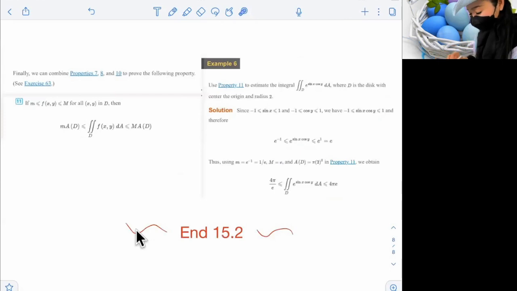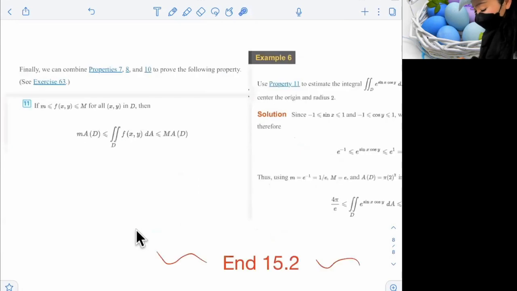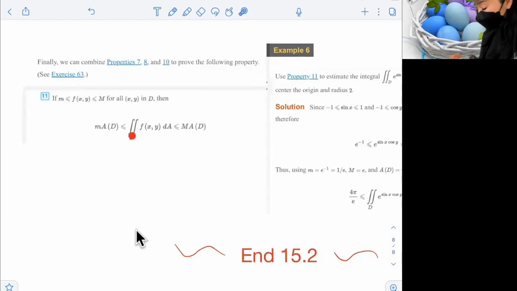So the last property over here is if this function is bounded below by m and bounded above by big M, then this double integral is going to be bounded below by m times the base area, and bounded above by the big M times the base area A(D). Remember, A(D) is the base area.